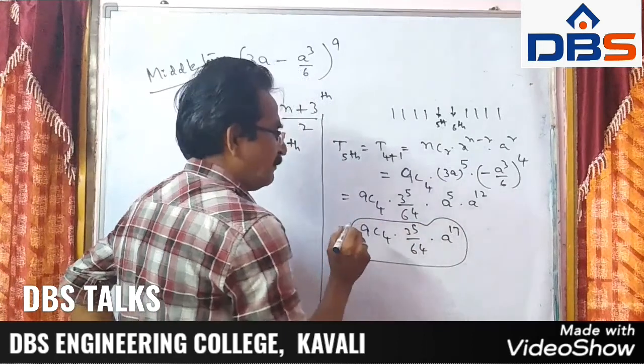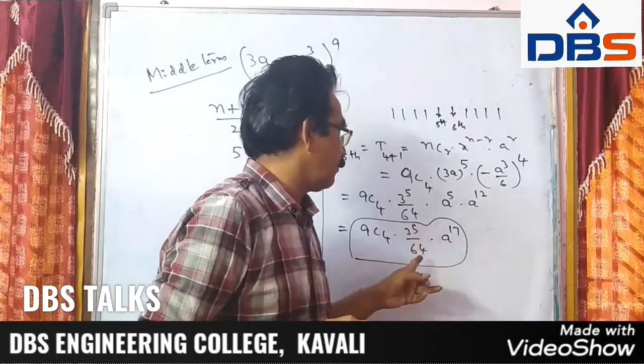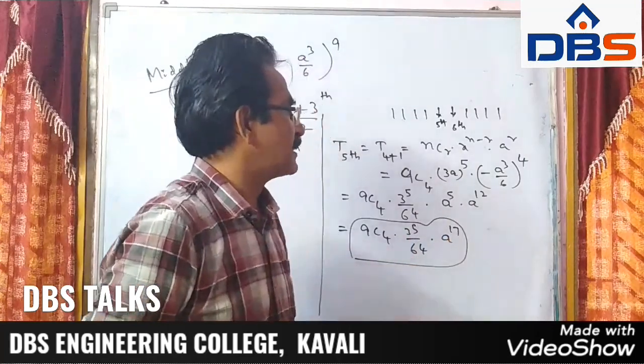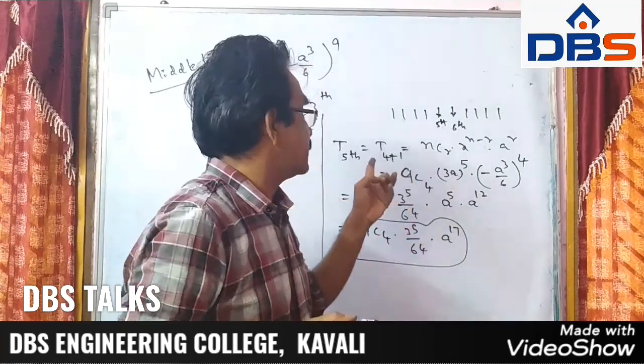You can further simplify if necessary depending on the answer choices. 9C4 into 3 power 5 by 6 power 4 into a power 17. This is one of the middle two terms, that is the fifth term.